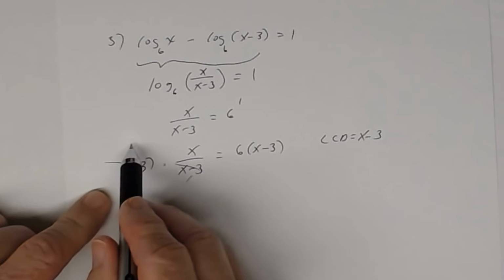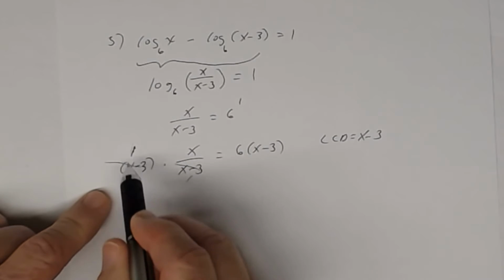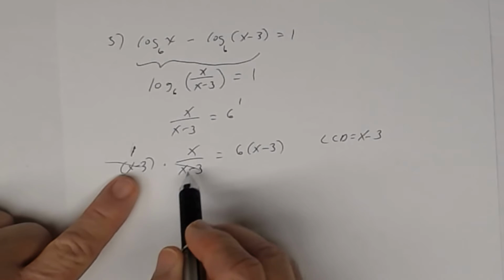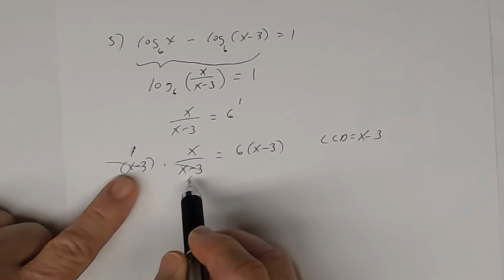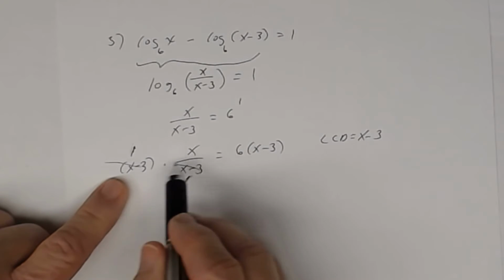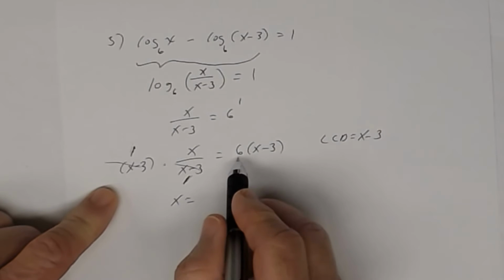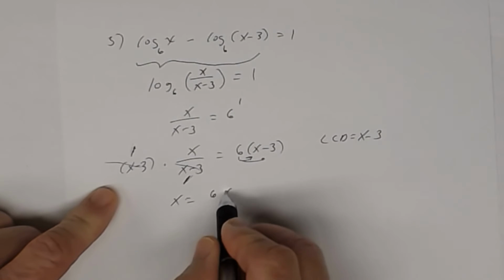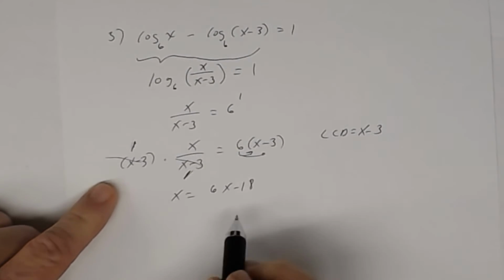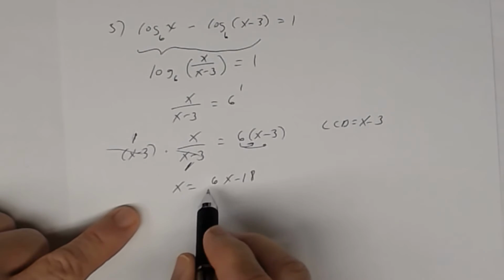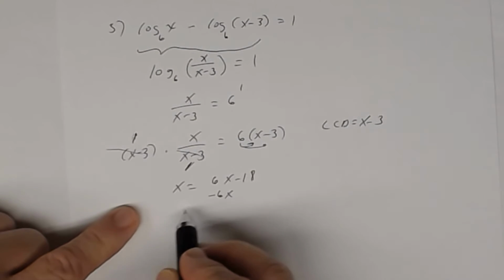Remember, that's the whole purpose of multiplying by the LCD, to get this fraction here, or this denominator, to have a factor of 1. So 1 times x is x, equal, and then distributing here, I get 6x minus 18. Okay, and then let's go ahead and subtract 6x from both sides.